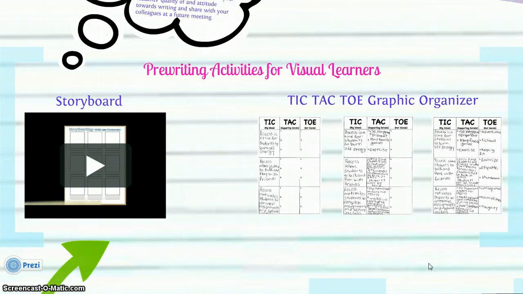Visual learners are those who prefer to learn using pictures, graphs, and other visual aids. Storyboarding is a great pre-writing strategy for these visual learners as it combines drawing with writing. Watch this video from Sylvia Rosenthal Tassiano's blog to learn more.